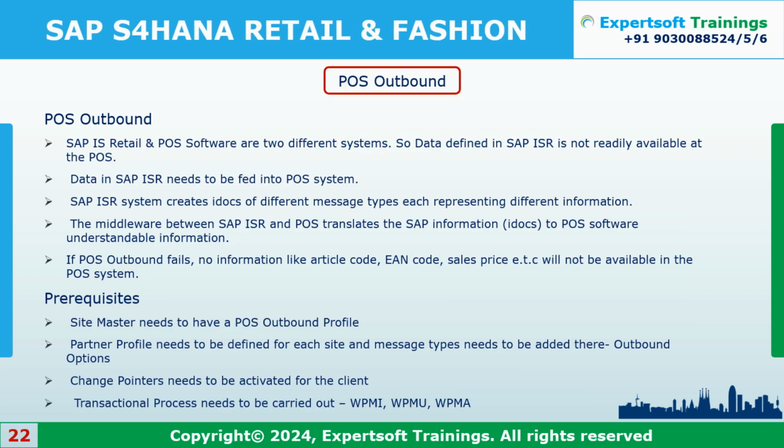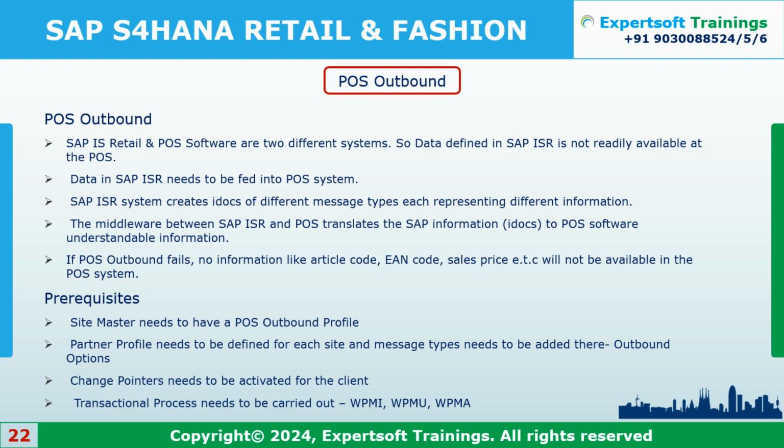US outbound, as I said, consists of all the different scenarios of sending the relevant data from the S4HANA retail system to the point of sale system. The point of sale system needs the master data defined in S4 retail: the products that we have defined, the sales price, the promotions. These have to be sent down to the point of sale system, because it runs on a different software which is non-SAP. It is a third party solution.